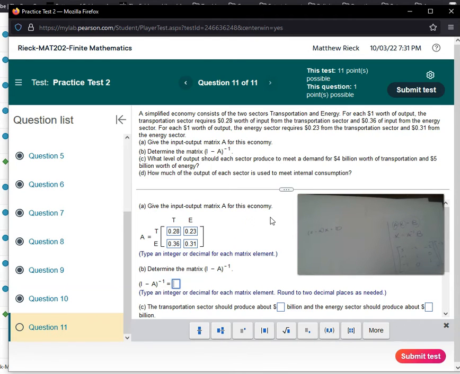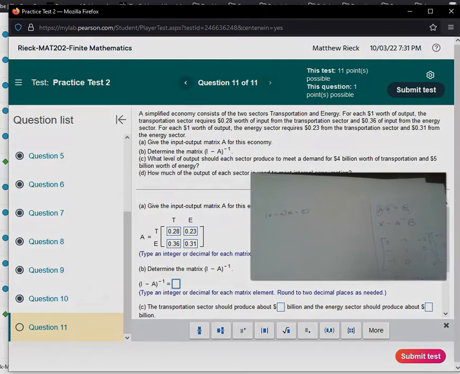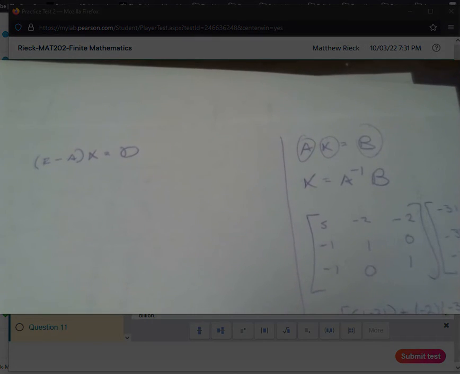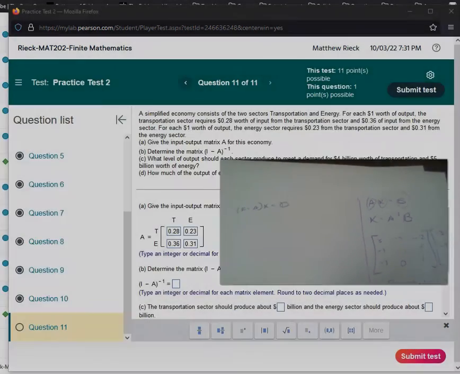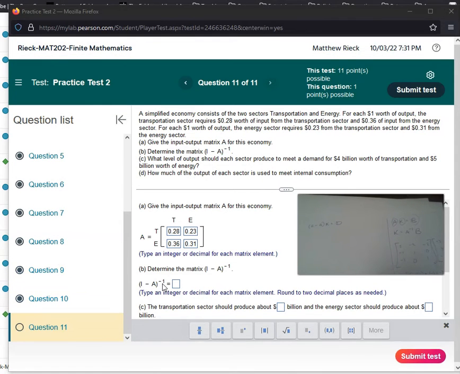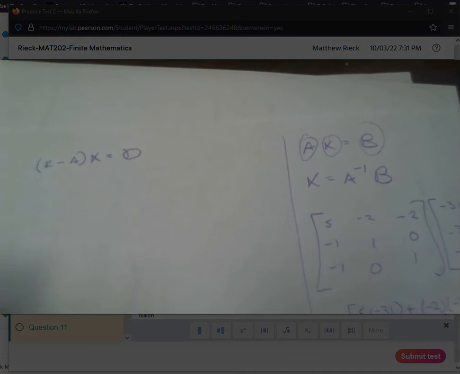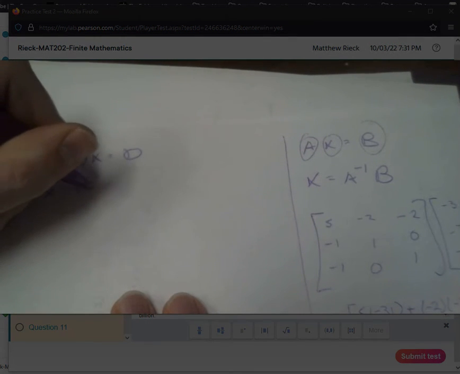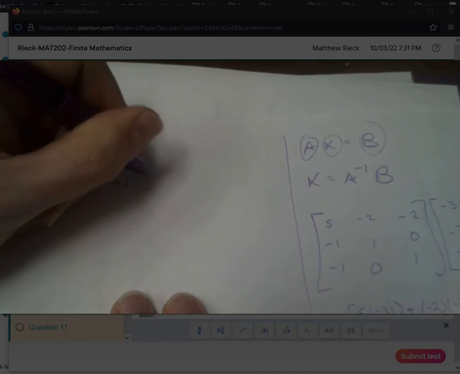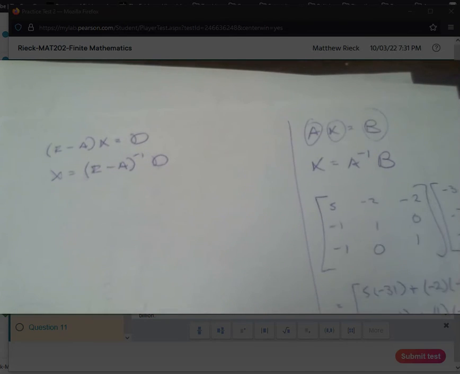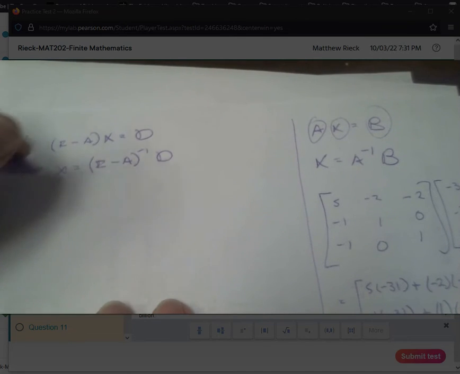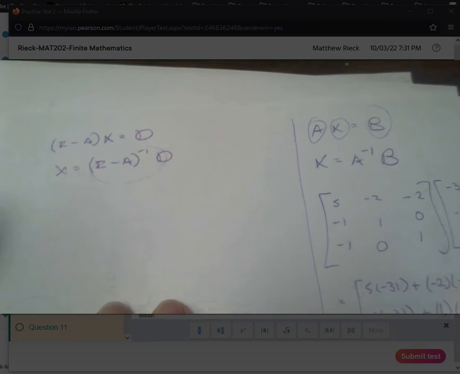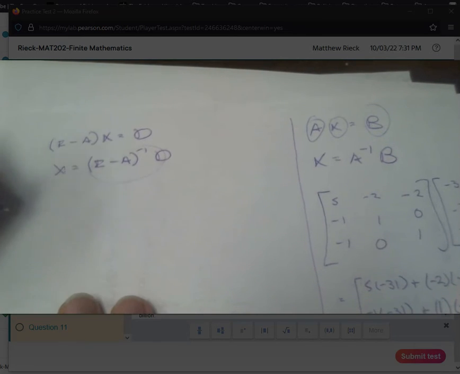So again, our main fundamental equation here is (I minus A) times X equals D. This means that my solution, my X, which is my production matrix, is going to be (I minus A) inverse times D. So the first step is I need to figure out this (I minus A) inverse. And before I do that, I have to figure out what I minus A is.